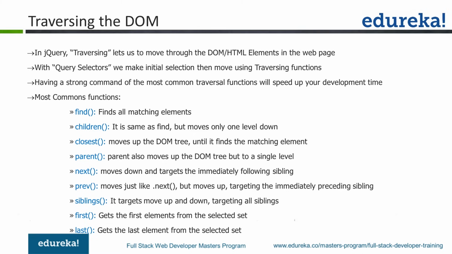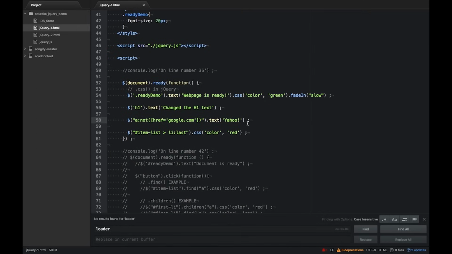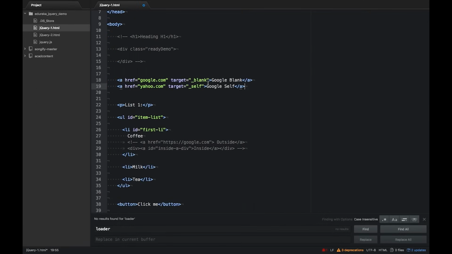So first and last, basically first goes on the first one and last only on the last one, not on the middle ones. But if you have to traverse the middle ones, then something like next or previous or closest will come to help. So let's see a couple of examples of each one of them. Okay, so let's mute this out and mute this out as well.